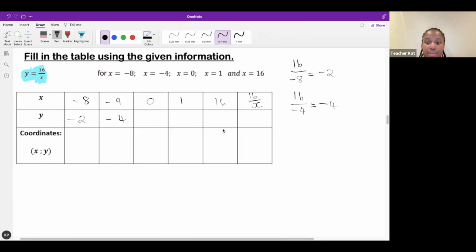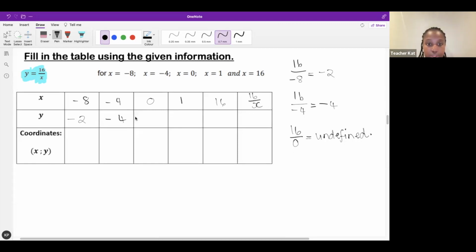The next one is very interesting. I have 16 divided by 0. What's my answer going to be for this one? Can you divide numbers by 0? No. So what in fact is my answer here? Nice. Beautiful. This is undefined.